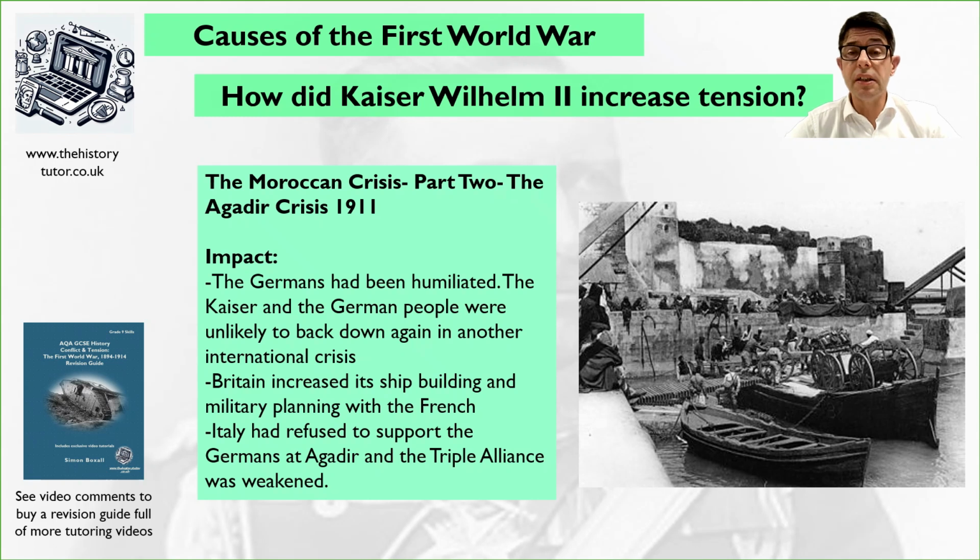So what was the impact of this? So again, the Germans have been humiliated, and the Kaiser and the German people were unlikely to back down again if there was another international crisis. So we might have increased brinkmanship here, that maybe another crisis will actually mean war next time. Britain, though, started to further increase its shipbuilding and started to make military plans with the French now. So what was a friendship is becoming much more like an alliance. And Italy, interestingly, refused to support Germany and the Austrians at the meeting. So the Triple Alliance is looking a bit weaker.